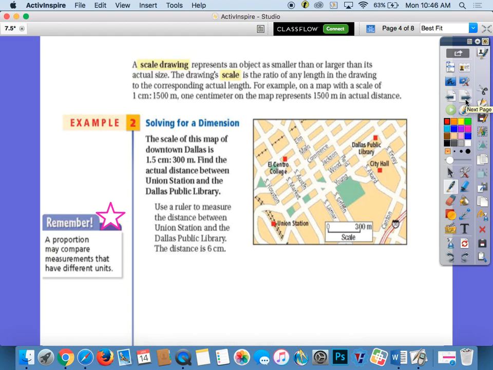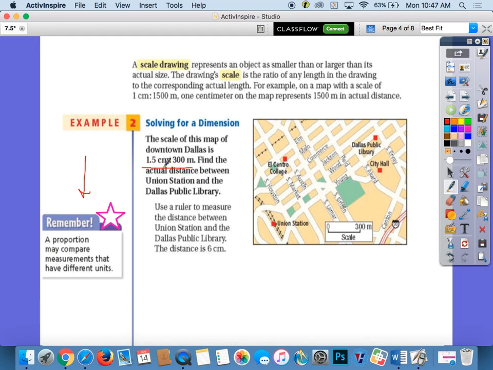So now, this is going to be a little bit of a counterexample. A proportion can compare measurements that have different units. You guys will see this here. We have a scale, so that means that 1.5 centimeters on my map equals 300 meters in real life. Because I'm not combining meters and centimeters in one measurement, it's apples to apples and oranges to oranges, that's going to be perfectly fine.